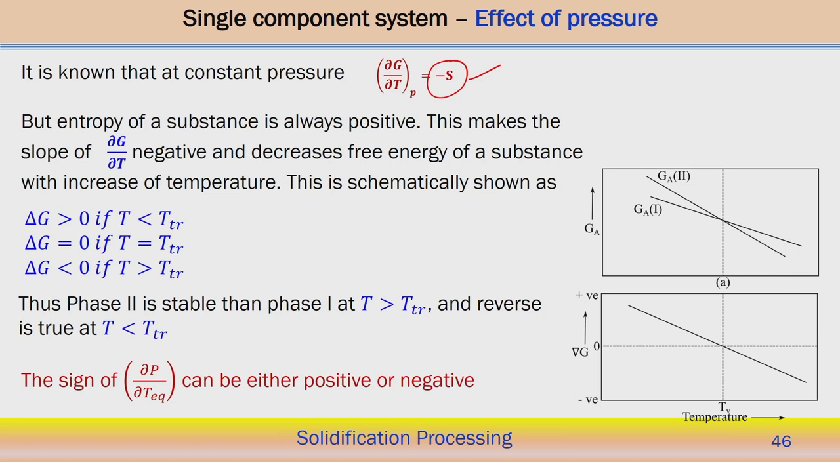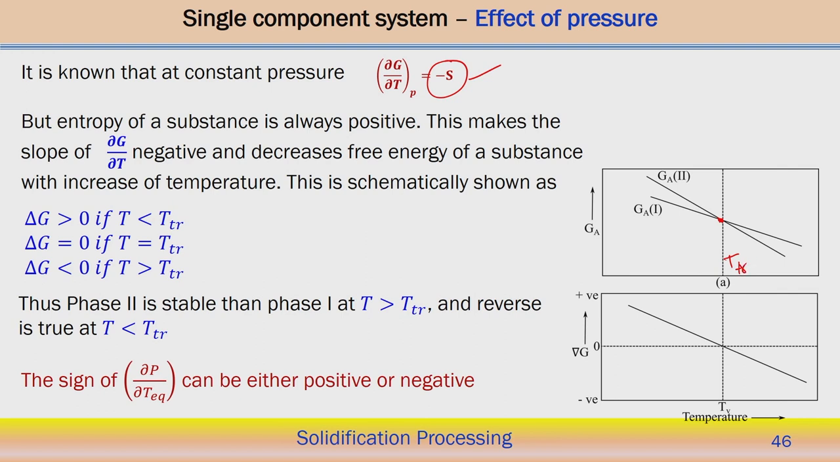And this is also schematically shown here, we have seen that figure A, G versus temperature, there are two different lines. At this point the two phases are in equilibrium, phase 1 and phase 2. Suppose this is the transformation temperature, here we have written T equal to T transformation, from one phase to another phase.